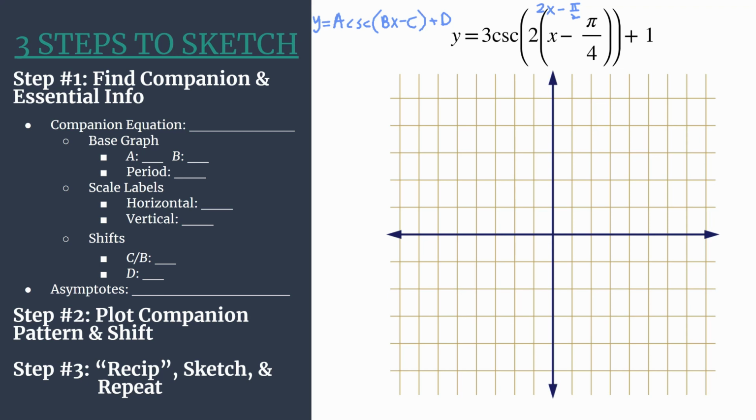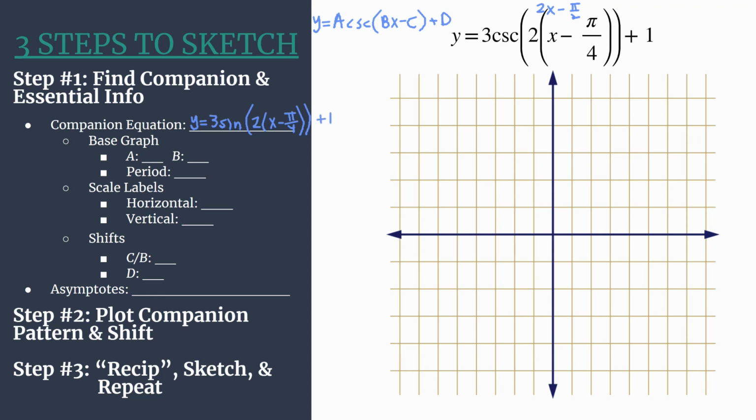All right, so step 1, let's write out our companion equation. All you have to do is replace cosecant with sine. So y equals 3 sine, and then we have 2x minus pi over 4. Remember, you can keep that distributed, 2x minus pi over 2 if you want, plus 1.